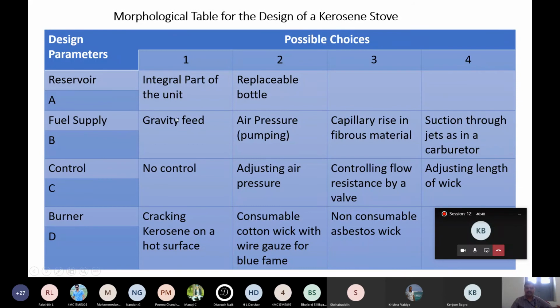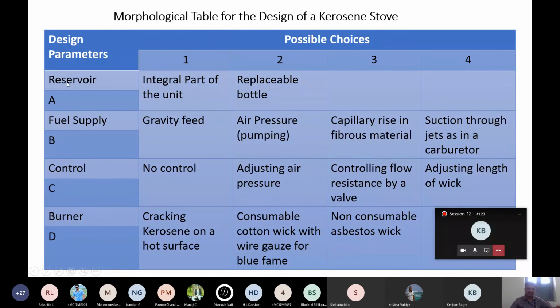Then you cannot think about the solution like choosing capillary rise in fibrous material and adjusting air pressure. These two are completely not feasible because they are dependent. If you choose air pressure, then you have to go for adjusting air pressure itself. Then if you choose capillary rise in fibrous material, that is by using cotton wick, then you can go for adjusting length of wick. That means based on this decision, that will decide next what you have to choose. These two are dependent.